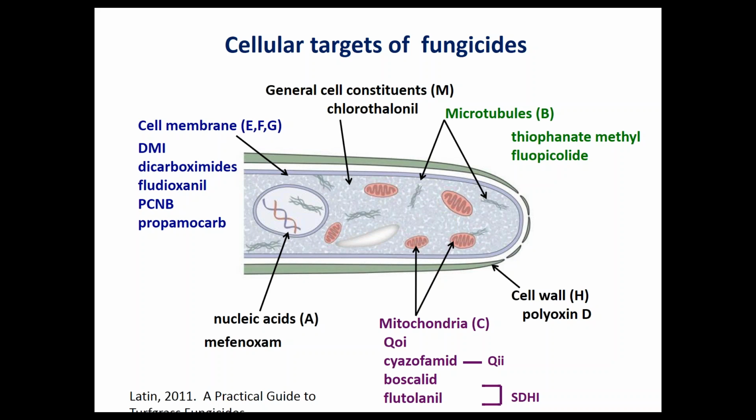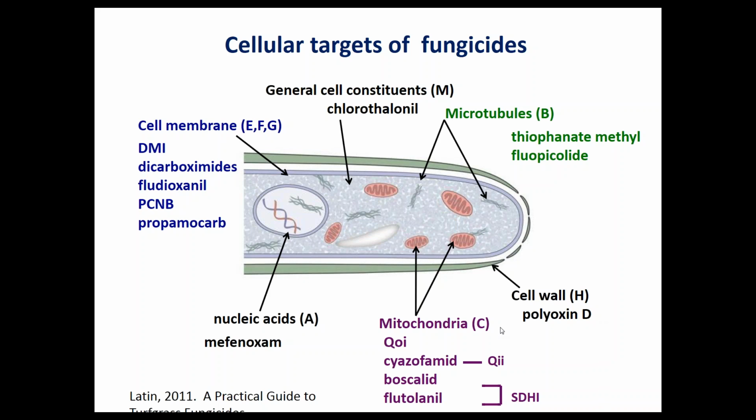There are two primary things I want to focus on in this slide, and that is that fungicides interact with fungi in different ways. If we go clockwise, let's start with this microtubule over here in the upper right corner of the slide. Microtubules are simply parts of the fungus that pull the cell apart and are important in cell division. So thiophanate-methyl and fluopicolide are really important in inhibiting that cell division. Polyoxin D is really the only fungicide we have that inhibits cell wall development.